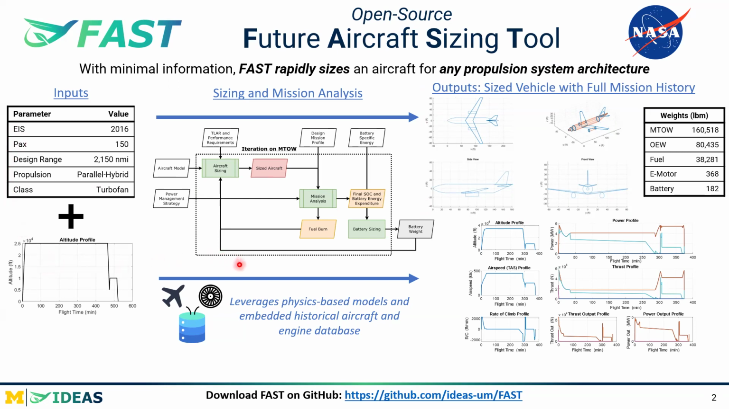Using this information, FAST will leverage physics-based models and embedded historical aircraft and engine databases during sizing to create an aircraft concept. Once the aircraft is sized, the user can see multiple outputs, such as a geometry, a weight breakdown, and a full mission history for the design mission that the user specified. Since FAST rapidly sizes aircraft, it is a perfect tool for design space exploration and early phase conceptual design studies.